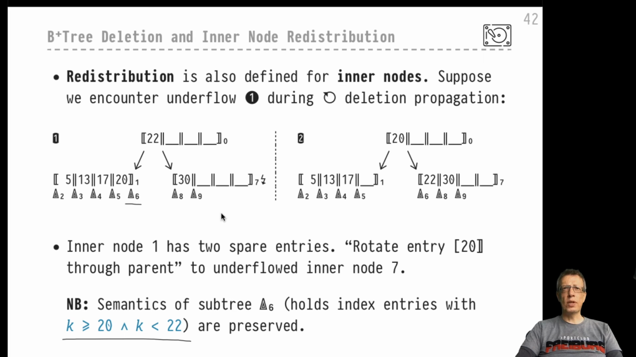Everything is under control. Okay, and we are left with 2 inner nodes that fulfill the minimum occupancy rule, no further propagation of deletion upwards the tree. Okay, so that would be inner node redistribution.